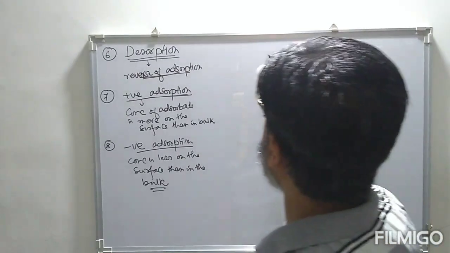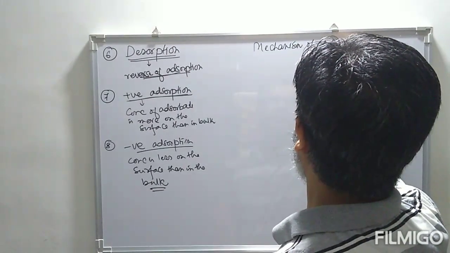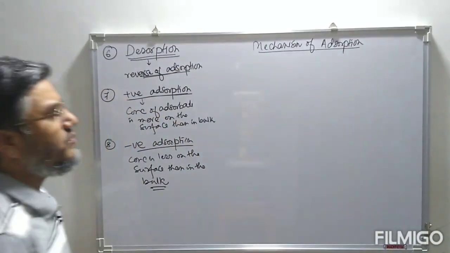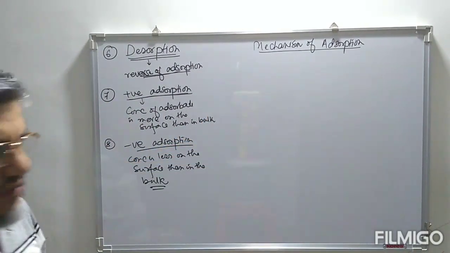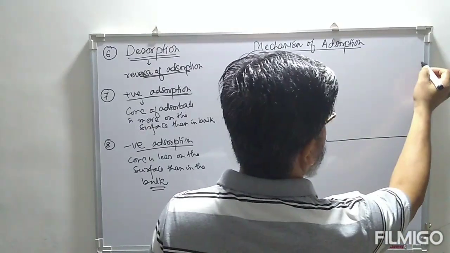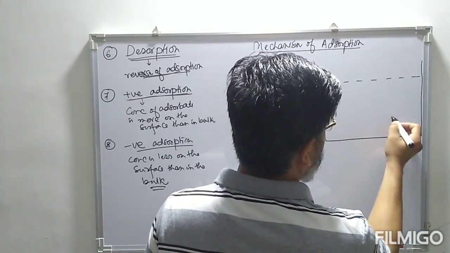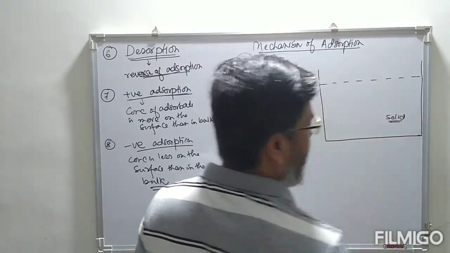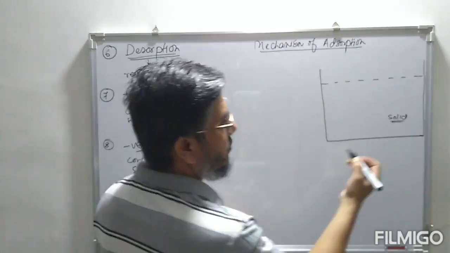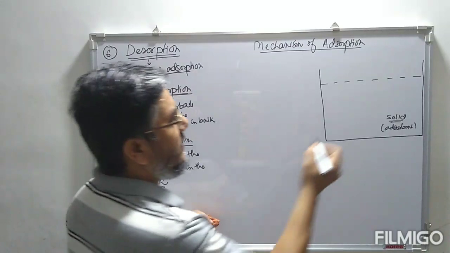So coming to the mechanism of adsorption. The question is, why are certain molecules adsorbed on the surface of an adsorbent? For this, we consider this. Suppose this is a solid adsorbent. Now we'll consider a molecule inside the bulk of this adsorbent.